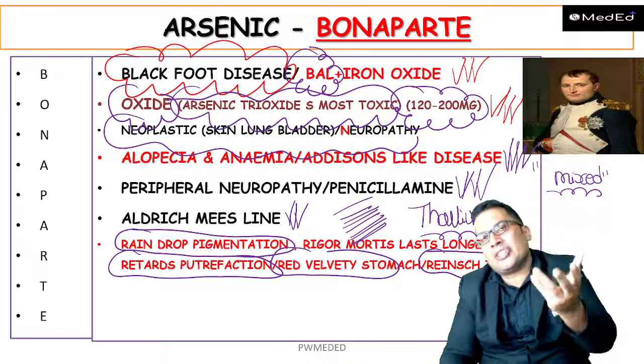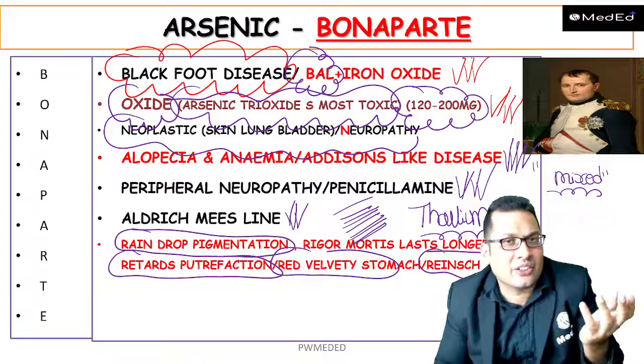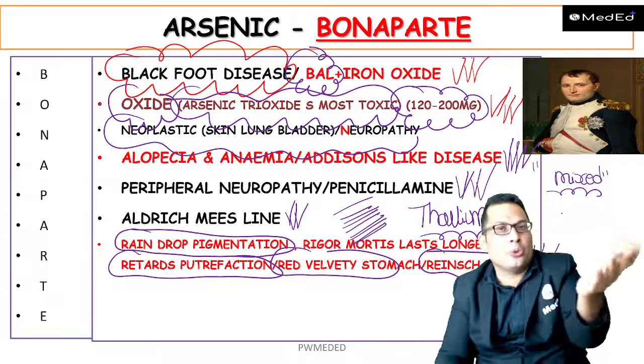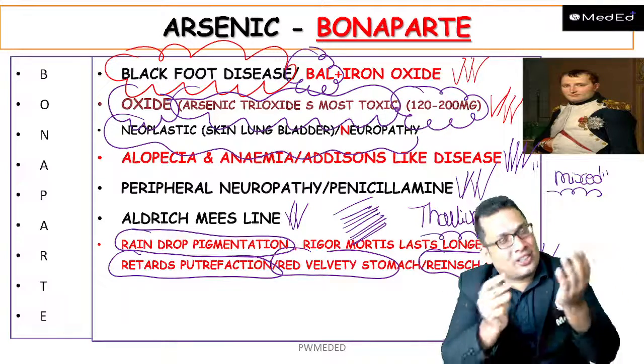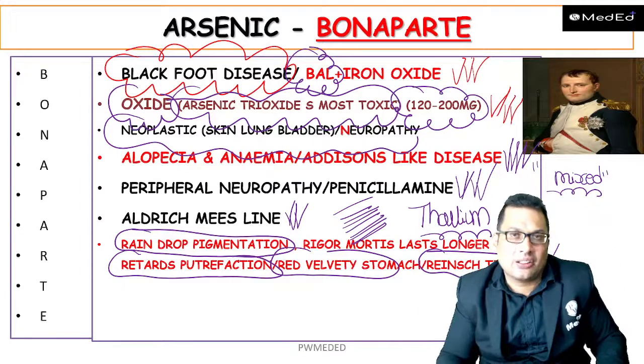There can be multiple tests for arsenic poison. They are known as Reinsch test, Marsh test, and Gutzeit test. They are not used nowadays, but the question can be asked. Reinsch test is used in arsenic. Marsh test, arsenic. Gutzeit test, arsenic. Neutron activation analysis is also used in case of arsenic.